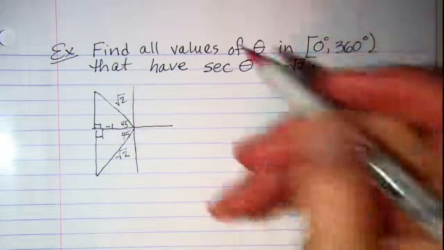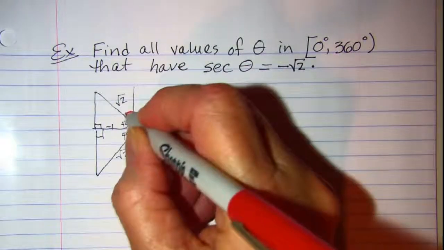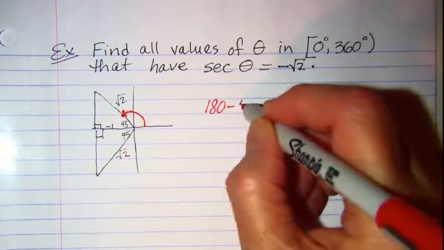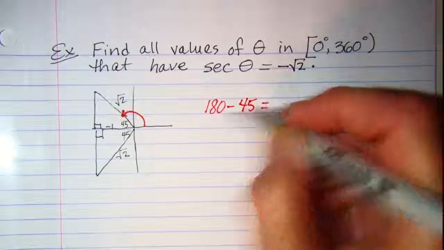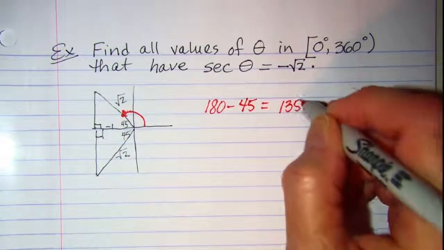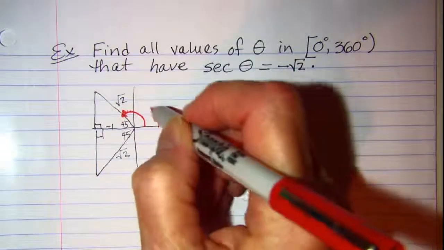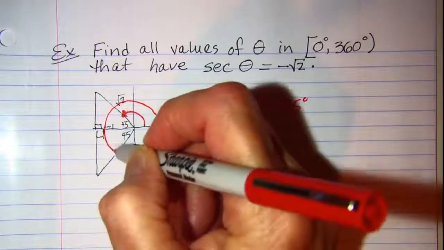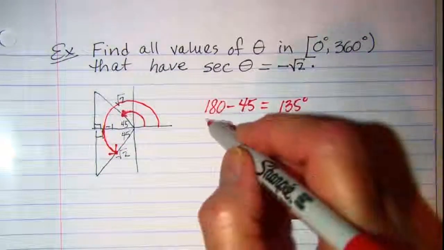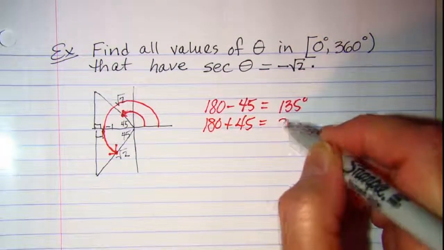So for our theta value, we need to take 180 minus 45 to get this value, and that'll be 135. And then we need to take 180 plus 45, and that'll give me this one in quadrant 3. It's 225.